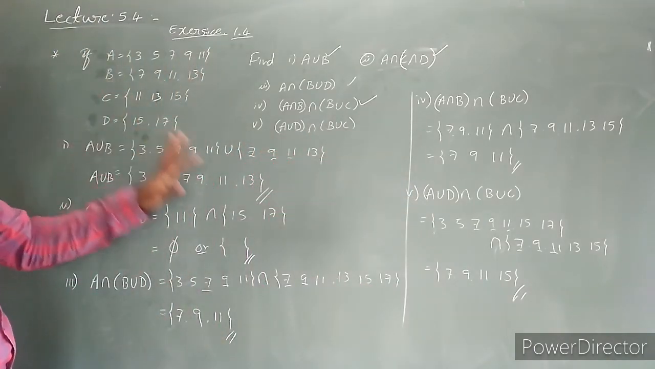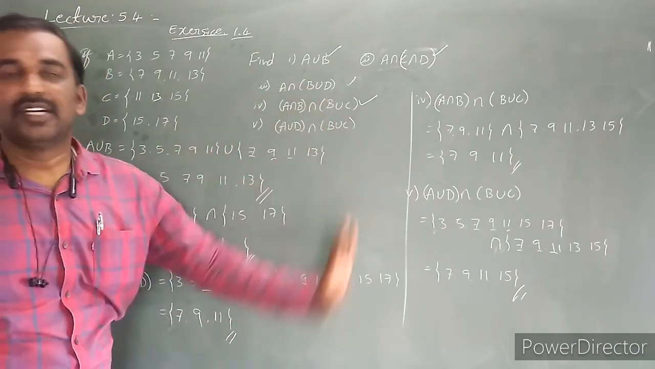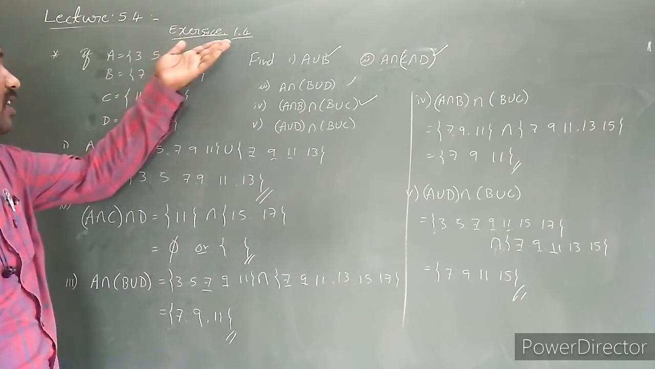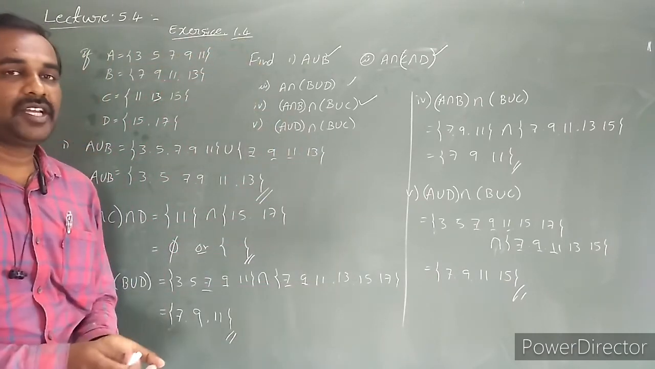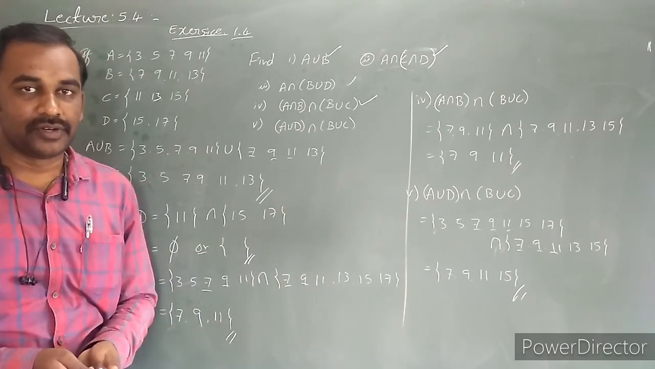So this is how we have to do the intersection and union of two or more sets. In the same way, solve the few remaining problems in the exercise. Solve them, and the next topic we'll discuss in the next video. Okay. Thank you.